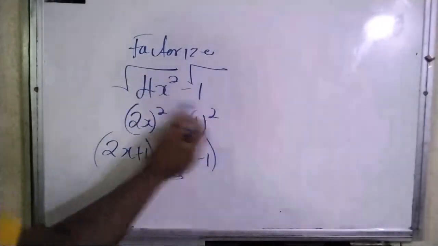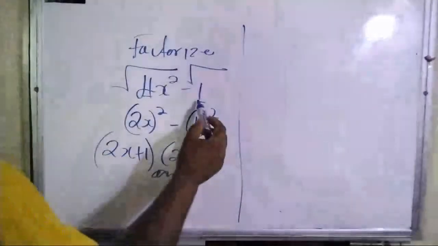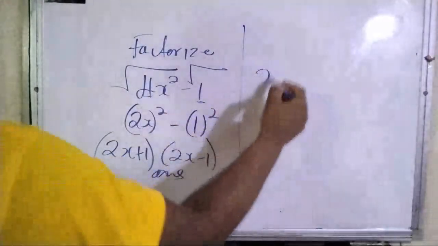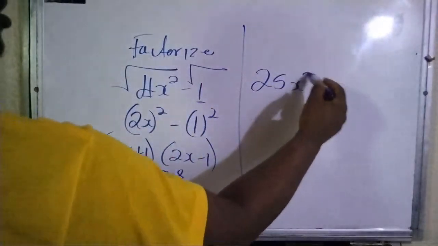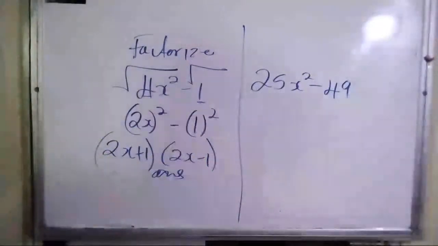So you check: once you see a negative and you can find the square root of both numbers, you know it's a difference of two squares. Let's say we have 25x squared minus 49. Let's go. What will be the answer for that?